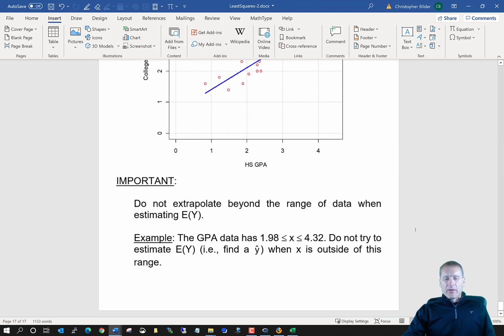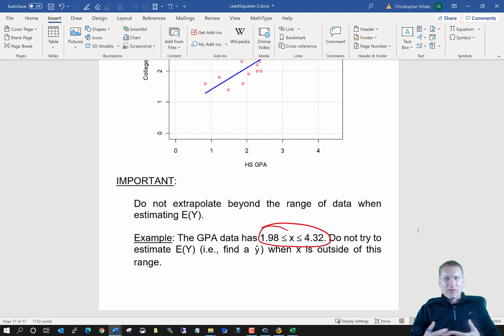Now, lastly here, something that's very important, and that is we don't want to extrapolate beyond the range of the data when we estimate expected value of y, in other words, come up with y hat. So in our data set itself, we have a high school GPA of 1.98 for a student, and it goes all the way up to a high school GPA of 4.32 in our data set. This is the range of the x values for which we can estimate the y at. We have no idea, though, what is really going to happen outside this range.